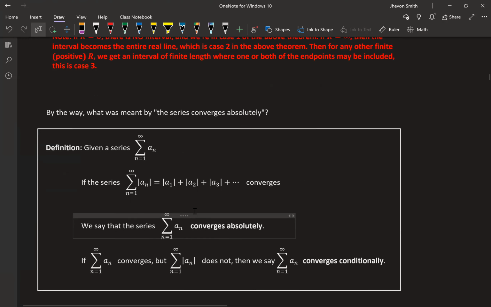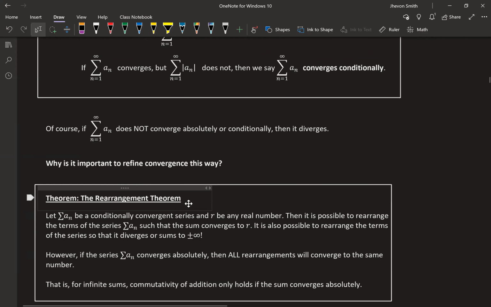Now, why is knowing about these 2 types of convergence important? Well, as we learned in Calc 2, there's something called the Rearrangement Theorem, which basically says commutativity of addition only works for absolutely convergent infinite series. Meaning, if you have a conditionally convergent series, then you can actually get a different answer by rearranging the terms. So the order in which you add things will actually matter for an infinite series if it's conditionally convergent. This is a problem. However, absolutely convergent series do not suffer from this problem. An absolutely convergent series will add up to the same thing regardless of how you arrange the terms.